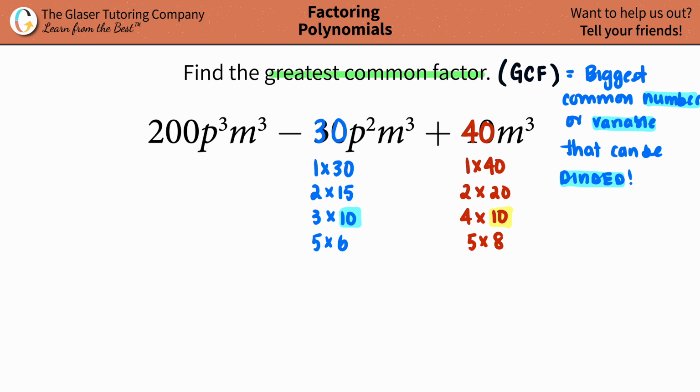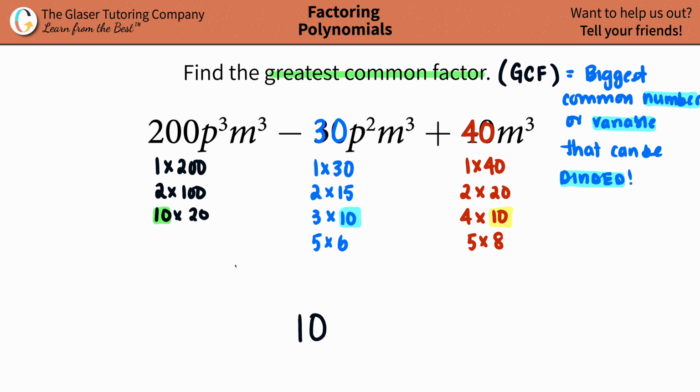And, I mean, you could just shoot over to 200 and say to yourself, 10 times what will get me 200? Yeah, 10 times 20. So, 1 times 200, 2 times 100, and you can keep going on and on, but we come to 10 times 20, and there is your greatest common number. So we know that 10 is the greatest common factor for your numbers.